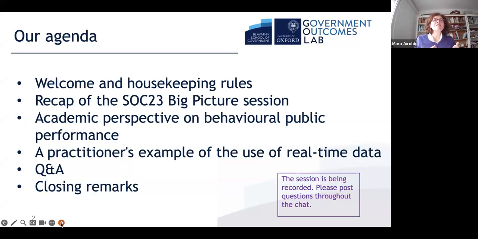Professor Oliver will give some overview of his work and will provide some recommendations. Benoit will give us a practitioner perspective, and we hope that this is good food for thought for our conversation throughout the afternoon. As I said, I will pause regularly for Q&A, and will conclude with some closing remarks.